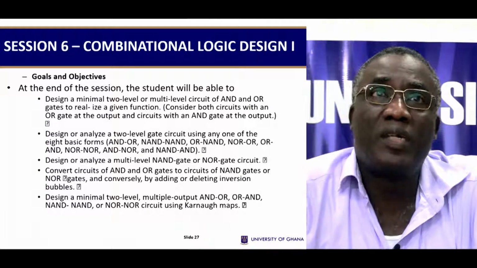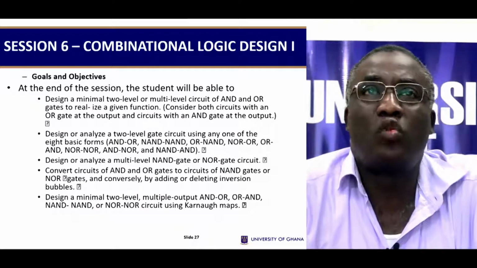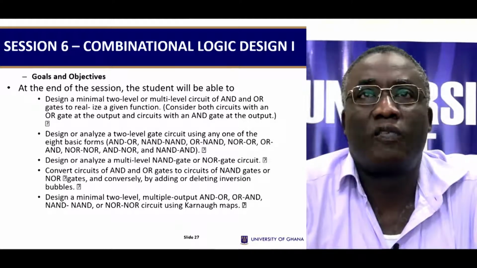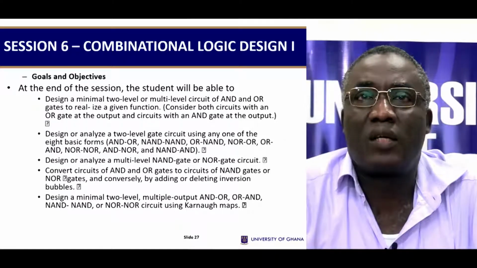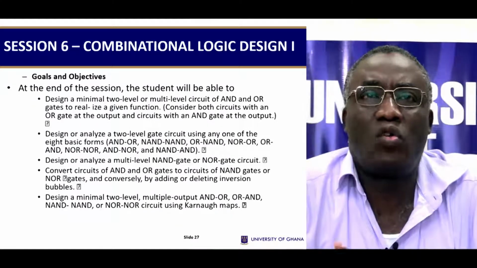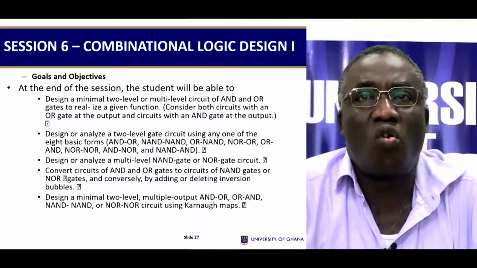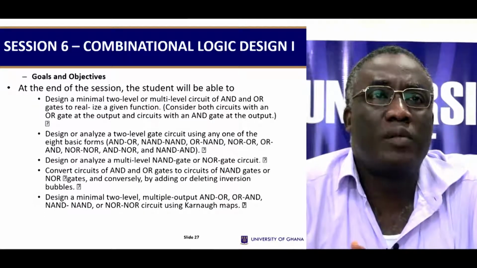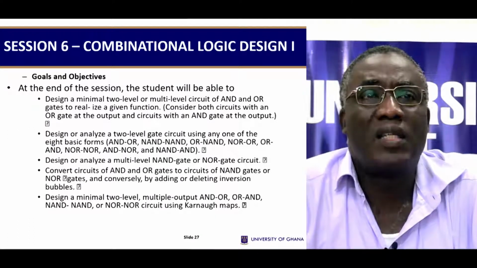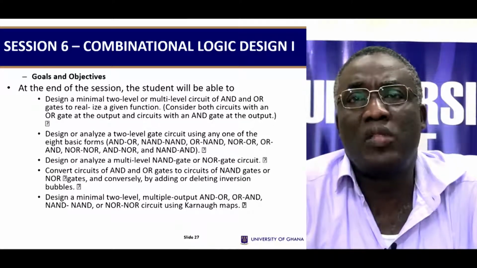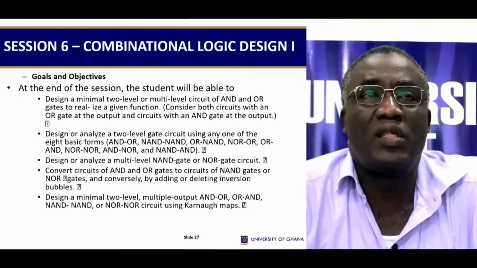In section 6, we'll begin to look at combinational logic design. How do we design a minimal two-level or multi-level circuit of AND and OR gates? How to design or analyze a two-level gate circuit using any of the 8 forms of AND, OR, NAND, and NOR, and so on. We should be able to design or analyze multi-level NAND gates or NOR gates. Also design a minimal two-level multiple output AND-OR, NAND, or NOR circuit using the Karnaugh maps.